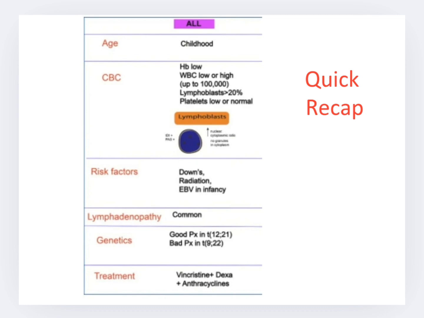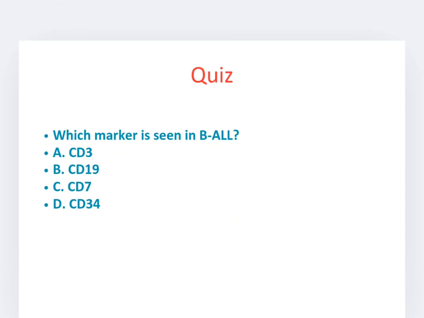Moving on to the quick recap. It is the most common childhood cancer. The risk factors are Down syndrome, radiation, EBV in infancy, and infection. Presentation includes lymphadenopathy, and treatment is vincristine and anthracycline. Good prognosis is associated with t(12;21) mutation and bad prognosis is associated with t(9;22), which is Philadelphia chromosome.